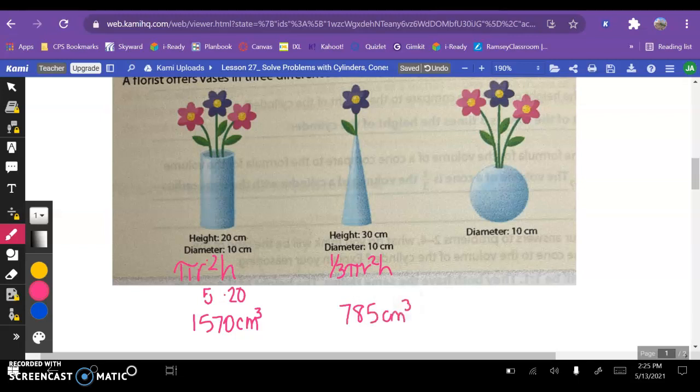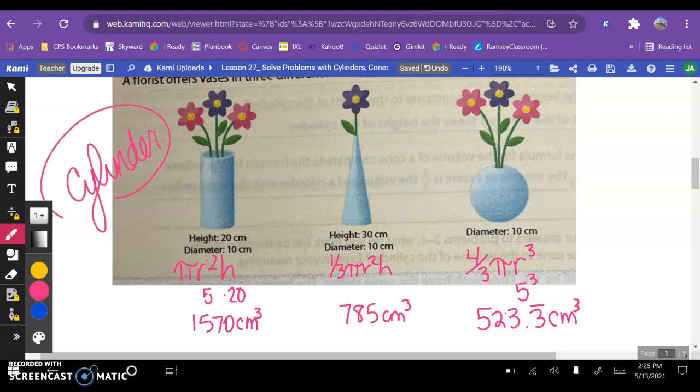And then the last one is a sphere. So we're going to do 4/3 pi times radius cubed. And it says the diameter is 10, so the radius would be 5. So 4/3 times 3.14 times 5 to the third power. And that gives me an answer of 523.3 repeating cubic centimeters. And the question was which one holds the most, and that would be the cylinder in this case. It has the greatest volume.